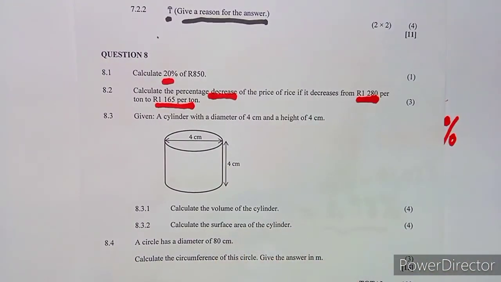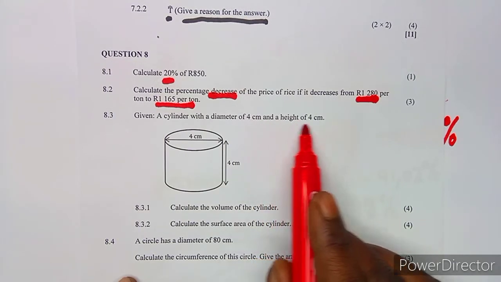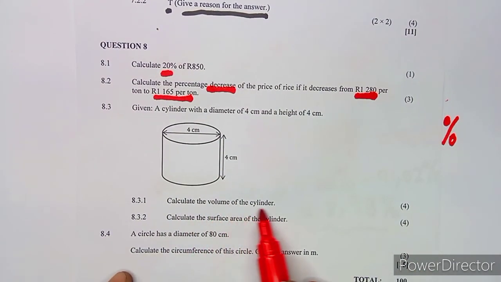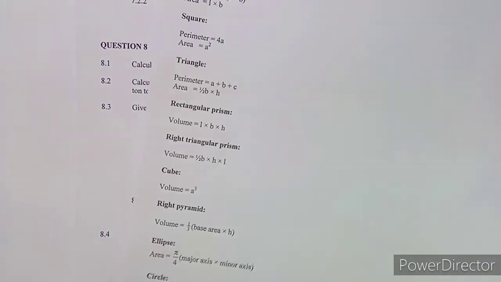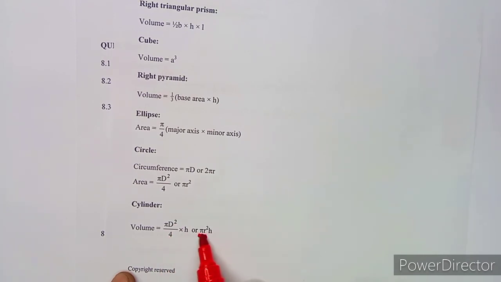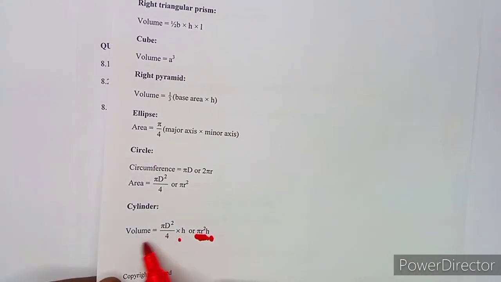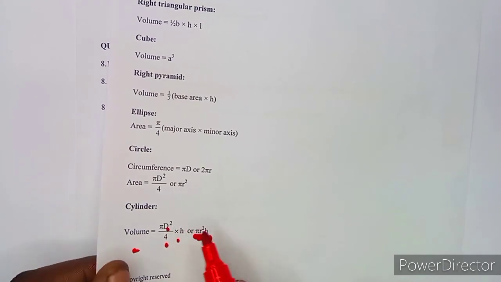let's see 8.3. On 8.3, we are given a cylinder with a diameter of 4 centimeters and a height of 4 centimeters. Calculate the volume of the cylinder. Okay, so this one we do not need to worry because you'll be given this on your formula sheet. The volume of a cylinder can be written like this. If you are given diameter, it's pi d squared over 4 times h. If you are given radius, it's pi r squared h. So in this case, we are given diameter and the height, so we're going to use this formula here since we are given diameter.